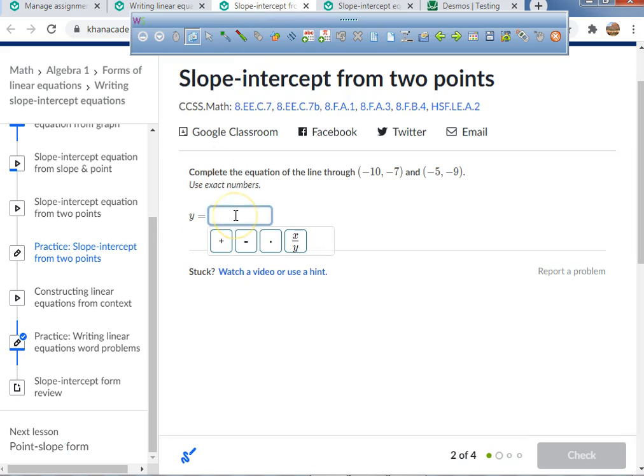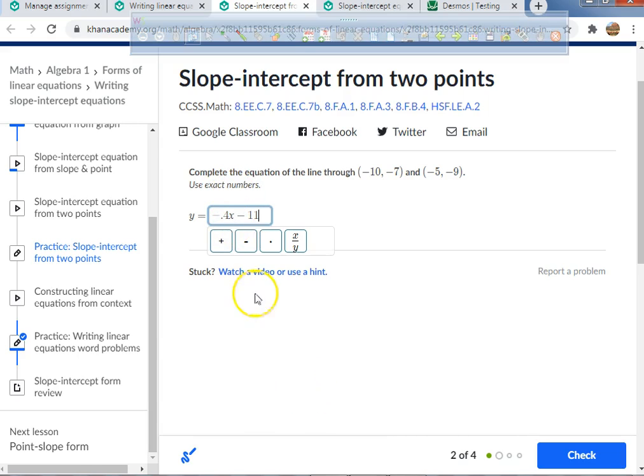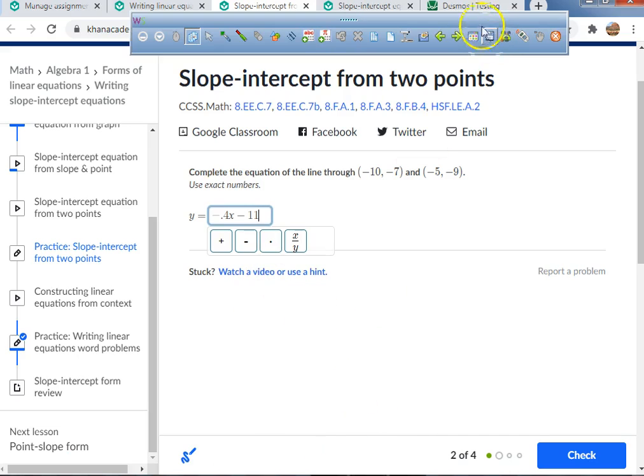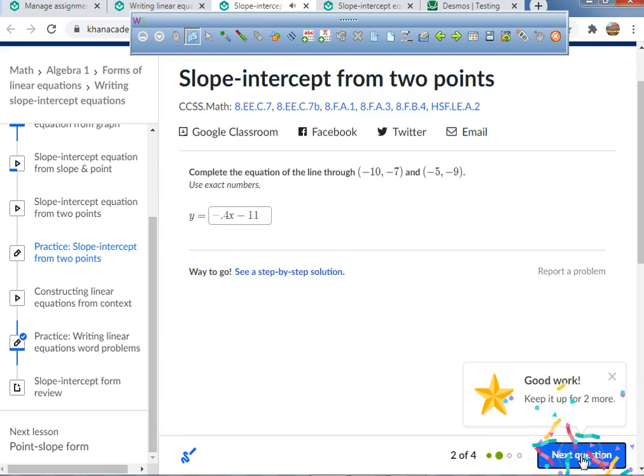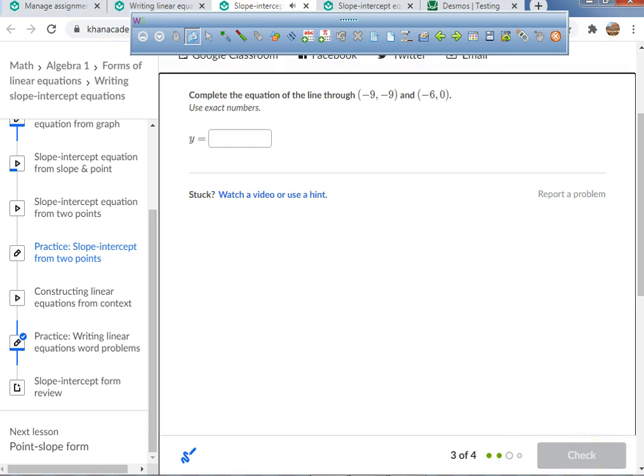So I'm going to write in, I'll go and do -0.4 because that will still work. All right, minus. It says use exact numbers. Those are exact numbers still. And it was what, -11, I think. Yeah. All right, so I'm not going to do any more there.